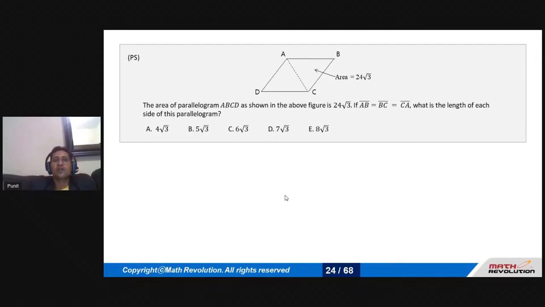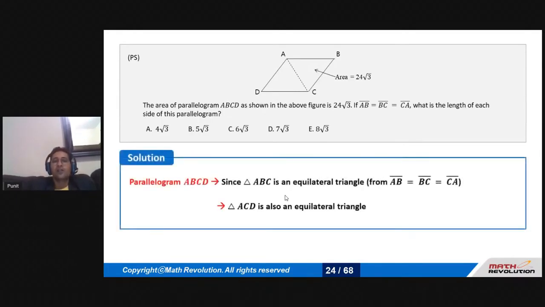So in this particular question, it says there is a parallelogram ABCD, and the area is already given as 24 root 3. It says AB equals BC equals CA. That tells me it's an equilateral triangle ABC. What is the length of each side of this parallelogram? Since triangle ABC is equilateral, because AB equals BC equals CA, definitely ACD would also be an equilateral triangle.